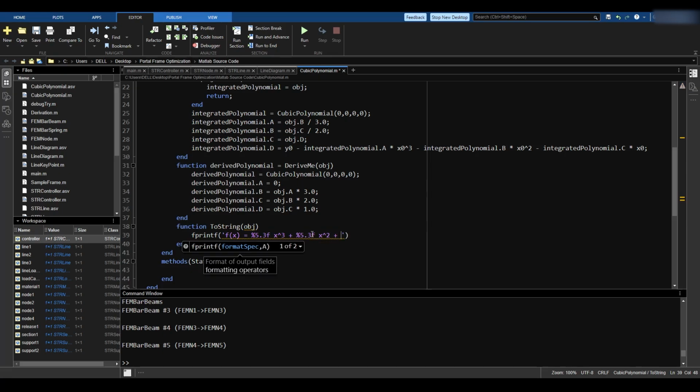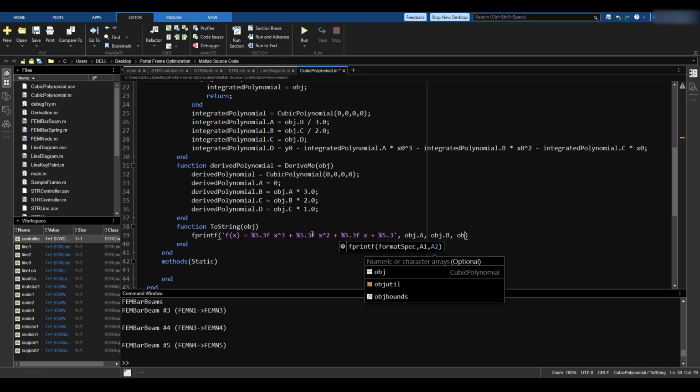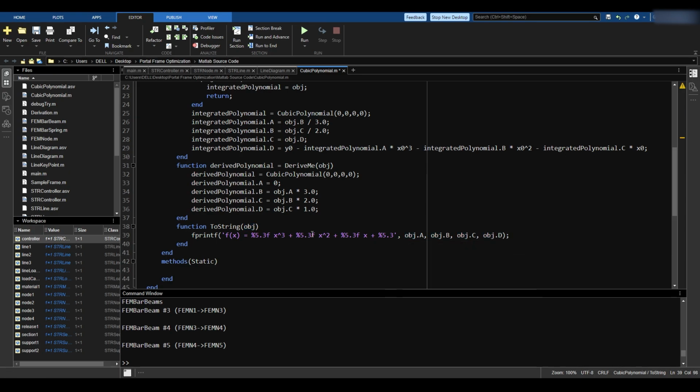X cubed plus 5.3 fx plus 5.3. Now here we need to input the values, object.a, object.b, object.c, and object.d. I think I missed something. Yeah, there is an f here missed. Okay, so those are the abilities that the class itself has.